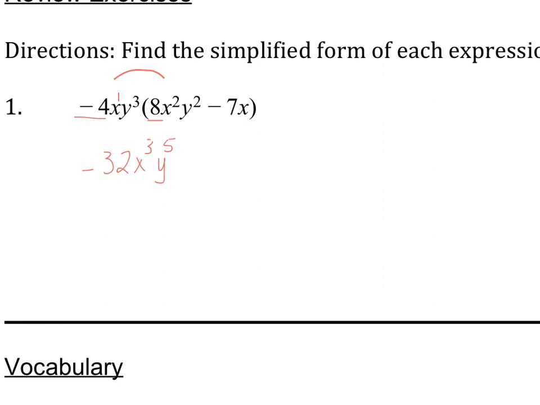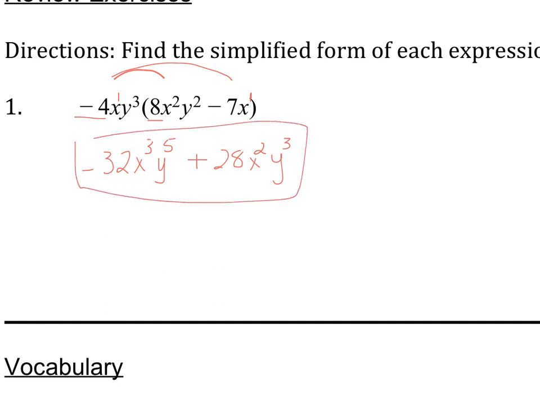All right, so now I want to do the same thing. I'm going to distribute that negative 4xy to the third to negative 7x. Well, a negative times a negative is going to be a positive 28. And then again, if there's no exponent, it's going to be x to the first. So if I add those exponents, I get x to the second power. And then that y to the third just stays there just the same. So my final expression would be right here.